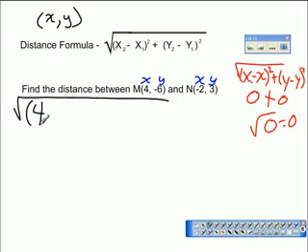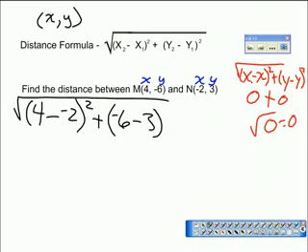So here I had 4. I'm going to subtract a negative 2 and square it. This was the other x. Plus, this has to be my first y since the x that was with it was the first x. Negative 6 minus 3. That becomes plus.